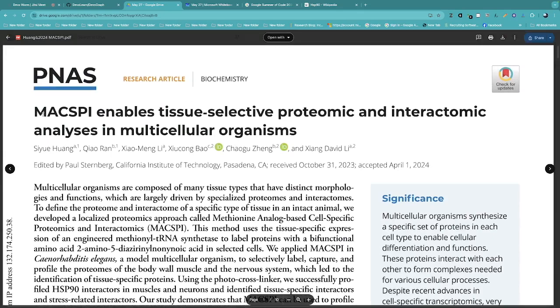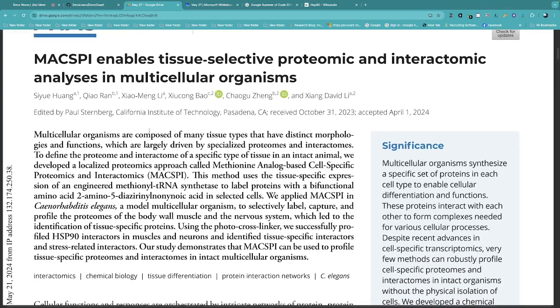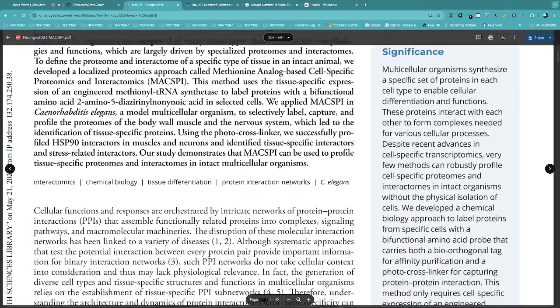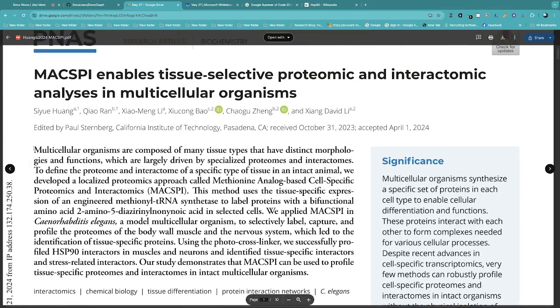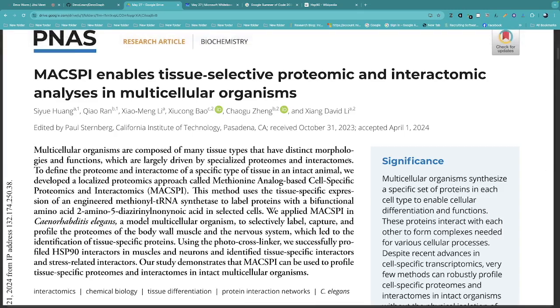This paper is MACSPI, which enables tissue-selective proteomic and interactomic analyses in multicellular organisms. They're using this method to discover tissue-selective markers, and they're looking at this in C. elegans. Let's take a look. The abstract reads: multicellular organisms are composed of many tissue types that have distinct morphologies and functions, which are largely driven by specialized proteomes and interactomes.